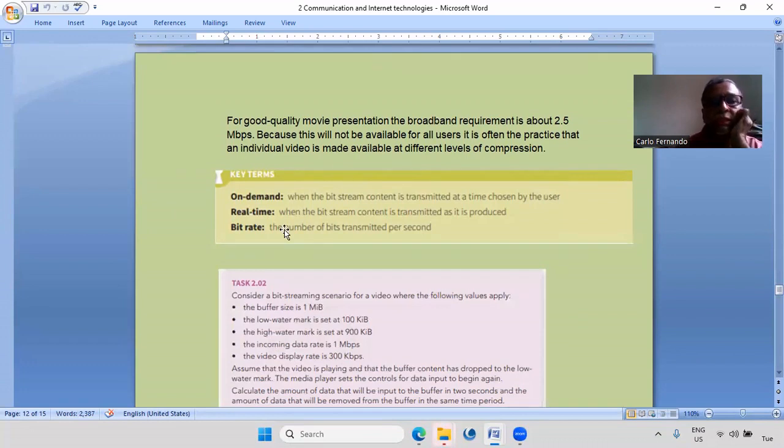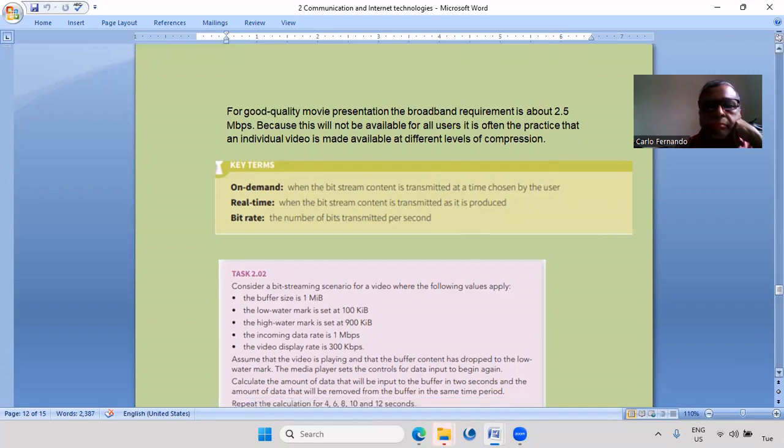So let's look at these terms again. On demand, when the bitstream content is transmitted at a time chosen by the user. On demand, the user decides to download. Real time is when the bitstream content is transmitted as it is produced. For example, in a Zoom meeting, like a live transmission, it goes to the other side at that time. Bit rate, the number of bits transmitted per second.